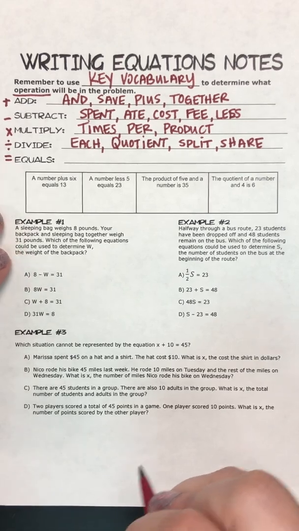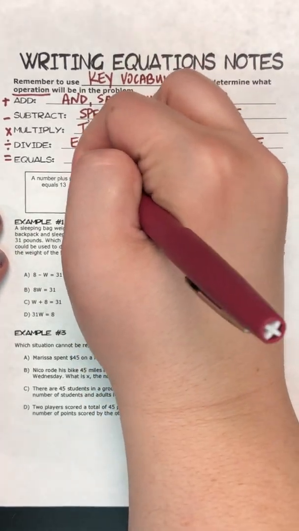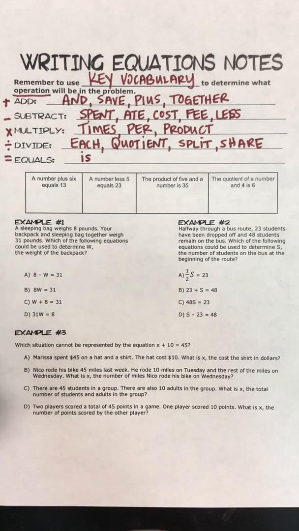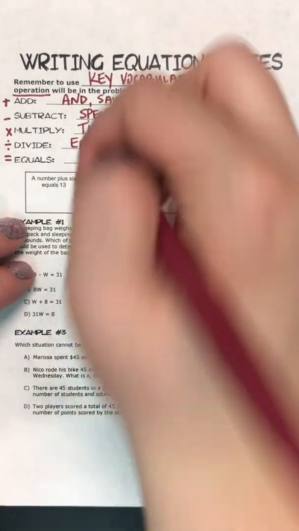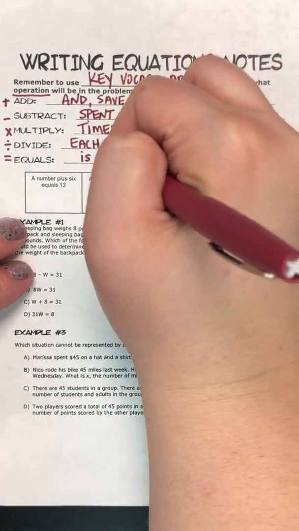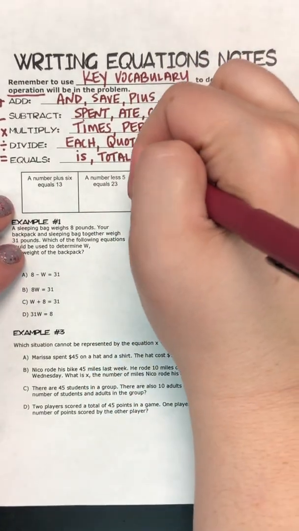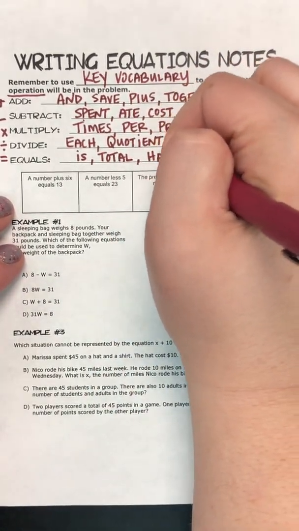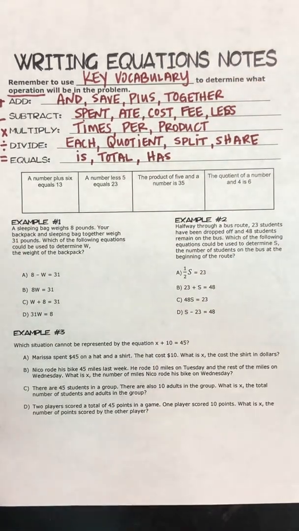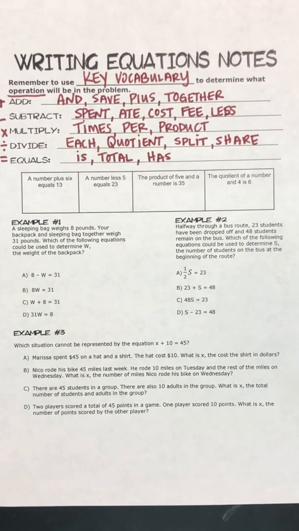And then our equals words. If it says is $10, that tells us that's our equals. A lot of times the word total indicates an equals. Or she has $500, has. So that's our equal words. Again, not a full list, but it's a good start. We're going to use those words to break down some equations and create some equations.